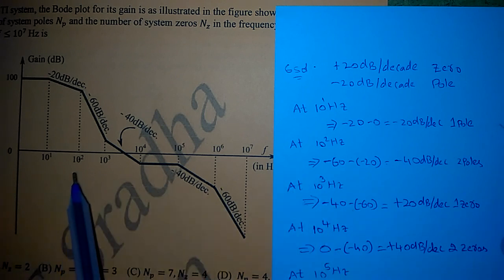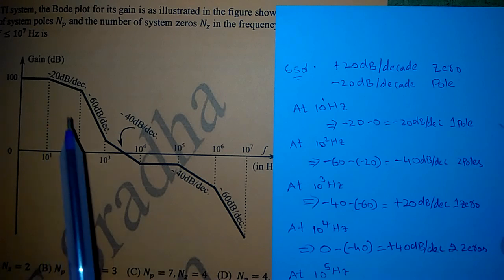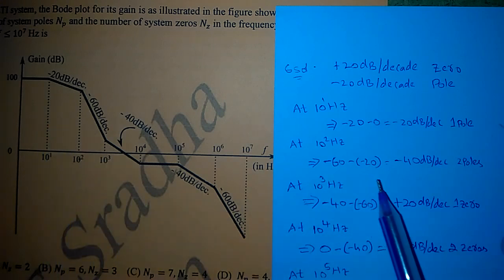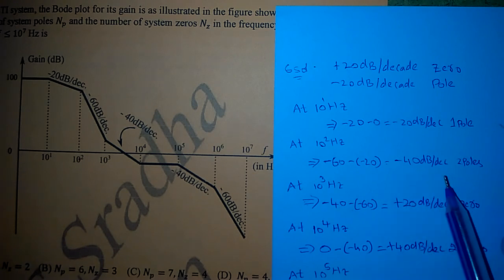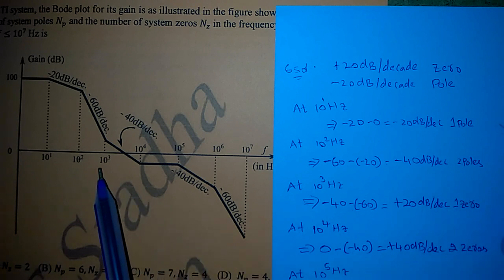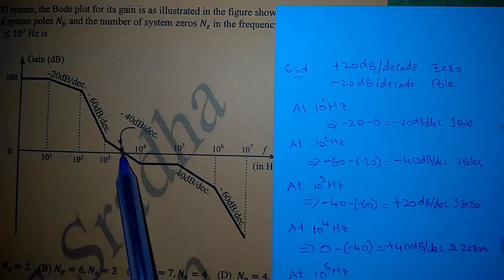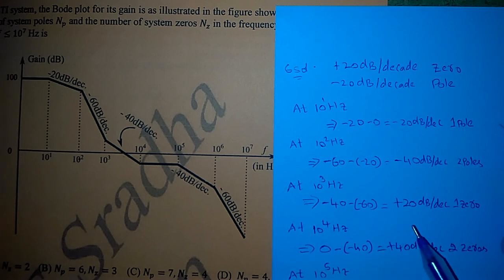Similarly, at 10 square Hz, the slope is minus 60 dB. So the change in slope is minus 60 minus of minus 20. So the result is minus 40 dB per decade. So it represents two poles. Similarly, at 10 cube Hz, the slope is minus 40 dB per decade. So the change is minus 40 minus of minus 60. So it is plus 20 dB per decade. So the plus 20 dB per decade change represents one zero.